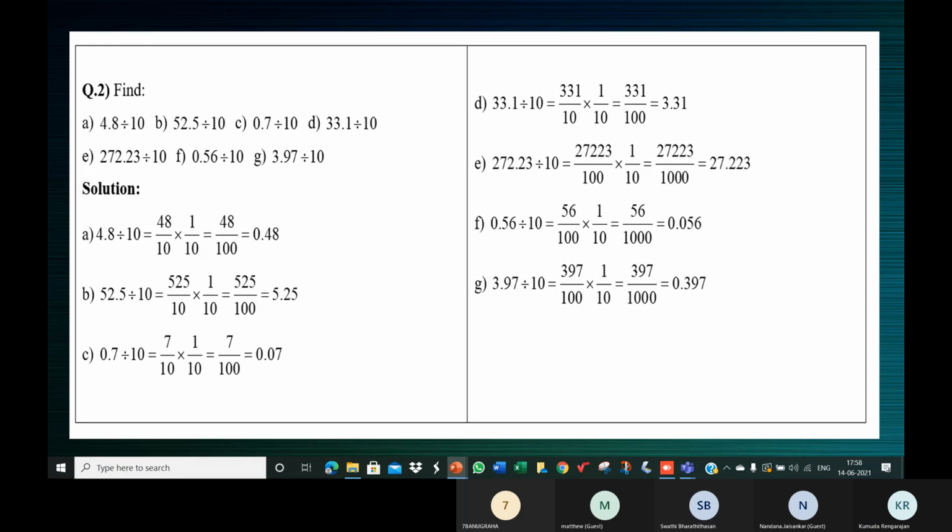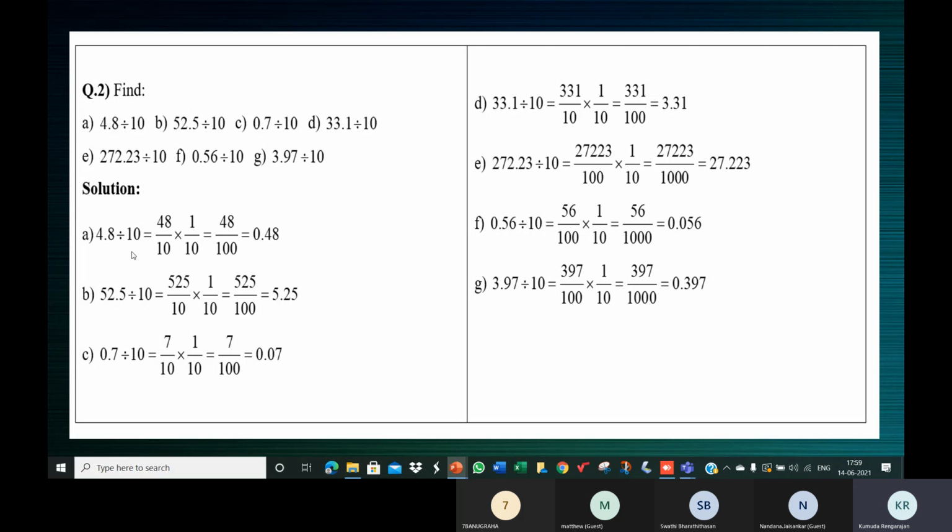So what is your observation from all this? When you divide 4.8 by 10, it becomes 0.48. That is, the decimal place moves by 1. 10 has 1 zero. So the decimal point shifts to the left by 1 place. When you're dividing, you shift the decimal to the left. When you're multiplying, you shift the decimal to the right.